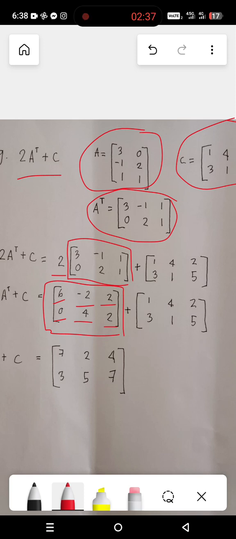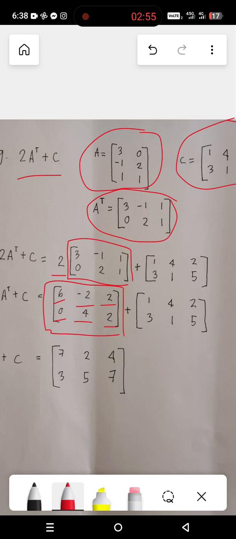So now they are identical, and we can directly add the following matrices. So we're going to add the result of multiplying the scalar to the transpose of A to the matrix C.